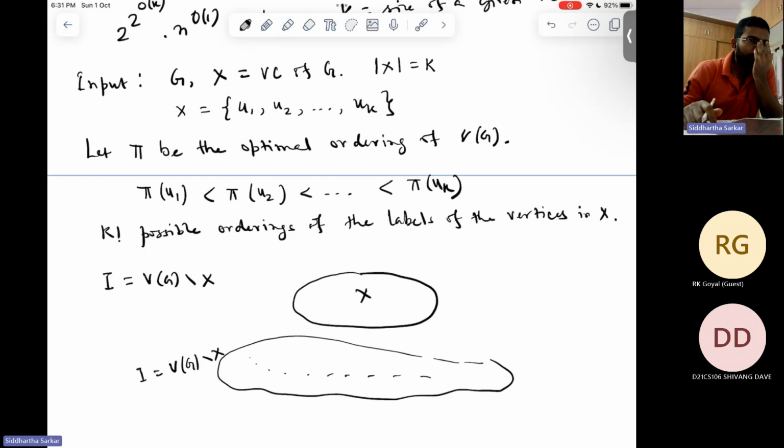So Shivang is writing something. Let us wait for him. You can as well feel free to unmute yourself and say what you wanted to say. Any thoughts, Shivang?